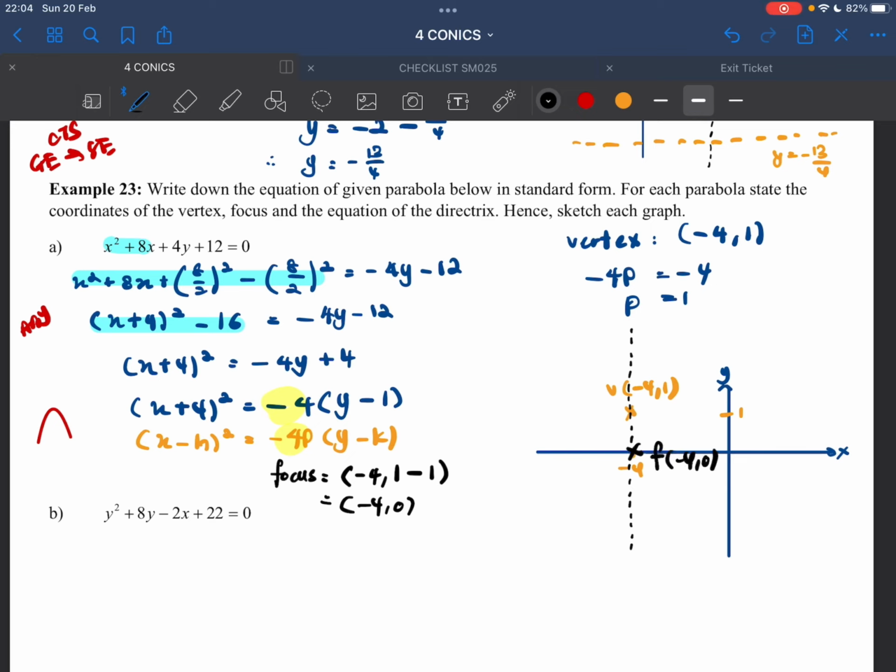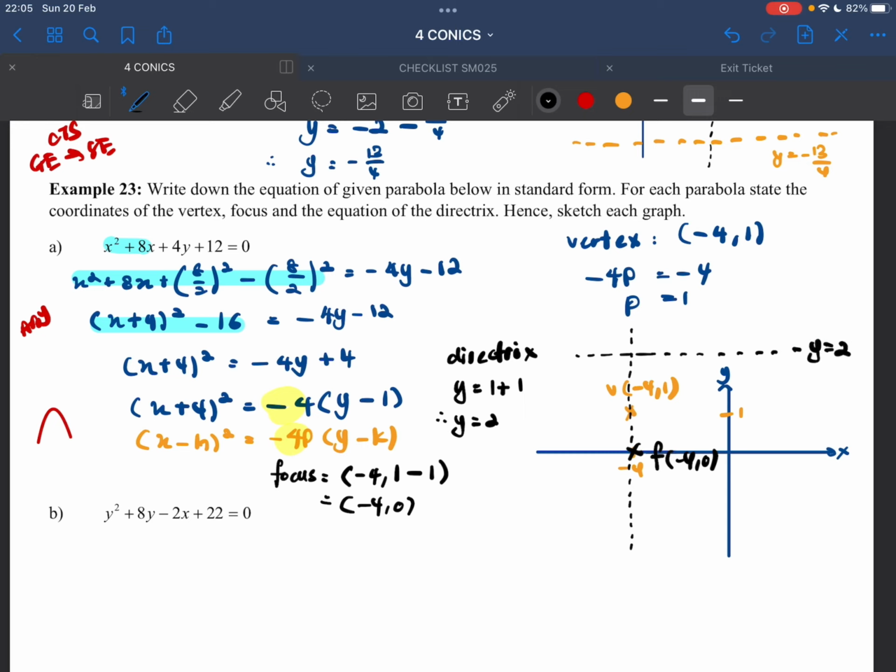And one more thing that you have to find here is the equation of the directrix. Okay, so you know the directrix is going to be behind the parabola. So the directrix is going to be y equals to, take the coordinate of y, which is 1, plus p, which is 1. So we have y equals to 2. So let's just draw a line y equals to 2 here, and that's going to be your directrix.